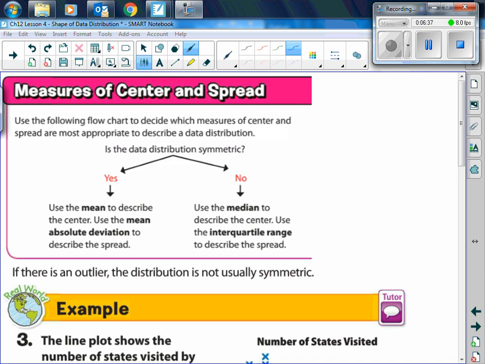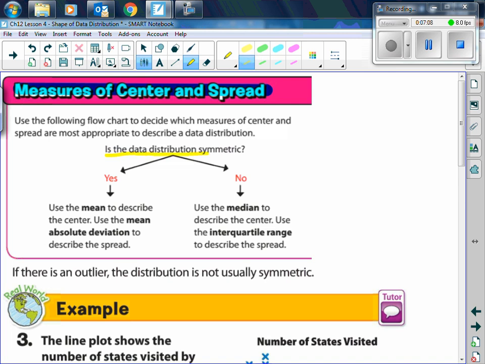So now we're looking at the measures of center and the spread. It says here, use the following flowchart to decide which measure of center and spread are most appropriate to describe a data distribution. Make sure you write down this flowchart. First thing we want to ask ourselves is, is the data distribution symmetric?